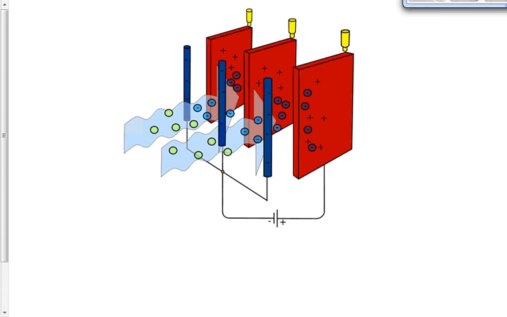We've got a battery down here, or it's not really going to be a battery. It's going to be just some kind of power supply, probably plugged into the wall, with a negative end and a positive end. And that negative end charges these blue rods negative. I don't know if you can see that from where you are or not, but they're labeled as negative. From up here, you can see it. These blue rods are charged negative, but it also charges these red plates positive.